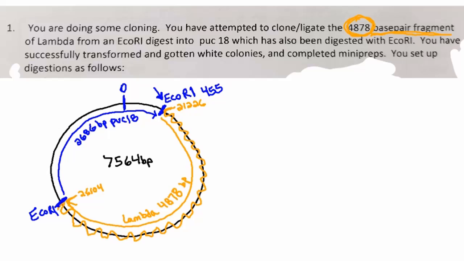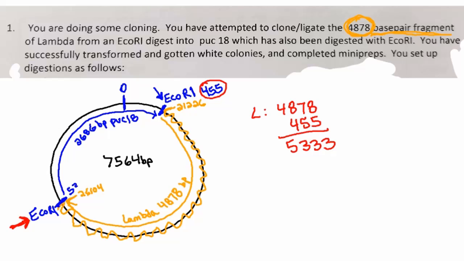So we have to figure out where this Eco R1 fragment, or section, is, where the lambda ends. The lambda is 4878 base pairs, but it starts at Eco R1 site 455. So if you add those together, you end up with 5,333. So this Eco R1 site is going to be at 5,333. So the Eco R1 cut, the one end of it cut is 455. The other end of it, where it was cut in half, is 5,333.